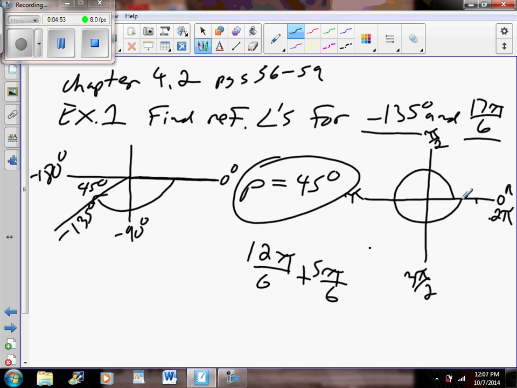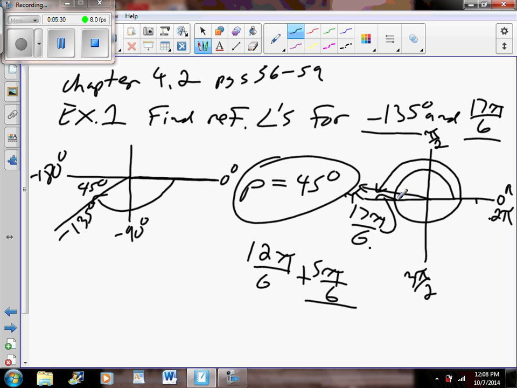Now, I've got another 5 pi over 6 units to go. 5 pi over 6 is going to take me around through quadrant 1, and I'm going to end up over here in quadrant 2. How do I know? Well, 6 pi over 6 would be another pi units around, halfway around. So I'm just short of that. So my terminal side of my angle is here. This is where 17 pi over 6 stops.